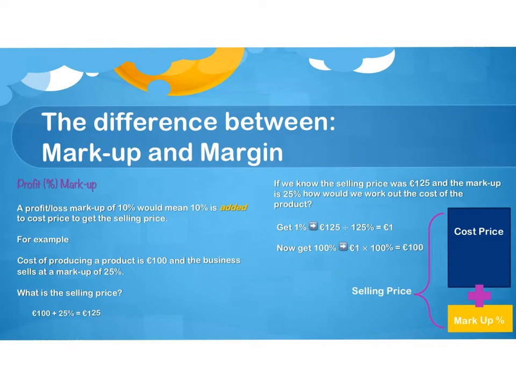Okay, now let's explore the difference between markup and margin. So if you're told or asked for the profit markup, basically what they're saying to you is that the profit or loss on the item would be added on to the cost price to get the selling price. So let's say there's a markup of 10%. That means that 10% is added to the cost price in order to get the selling price.